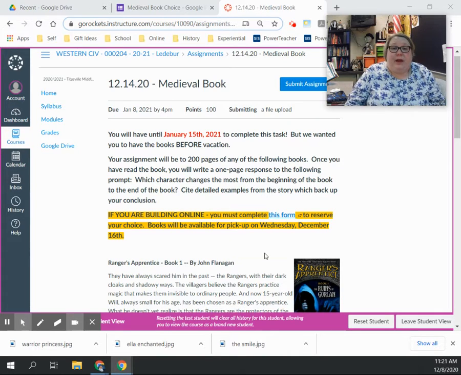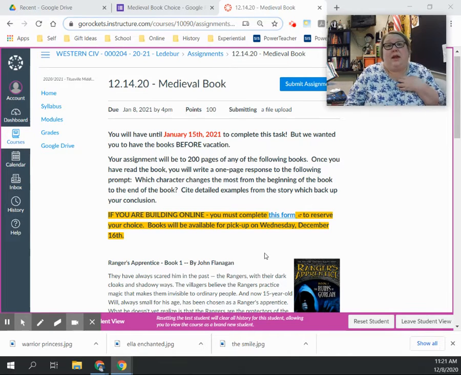After you read your 200 pages, you will then be asked to write a 1-page response addressing the following question: which character in your book changes the most from the beginning to the end? Cite examples from the story which back up your conclusion. So, a 1-page response is pretty much 3 paragraphs. You need to decide which character changes the most. You probably need to give me an example of the way that they were at the beginning of the book and a way that they were at the end of the book, and then give me some sort of conclusion.